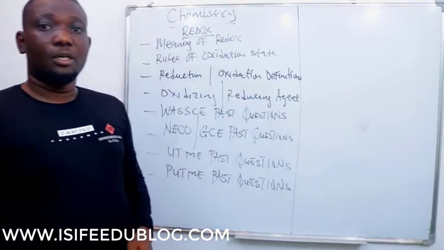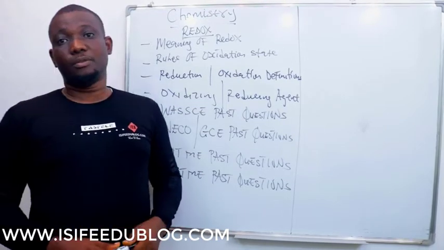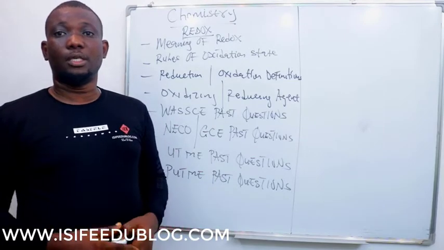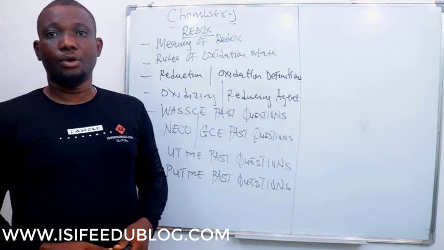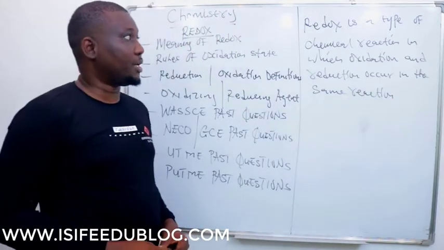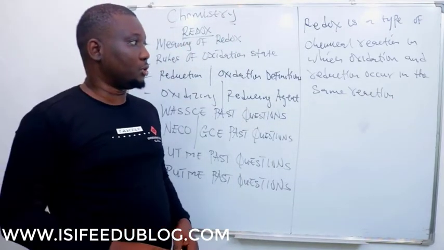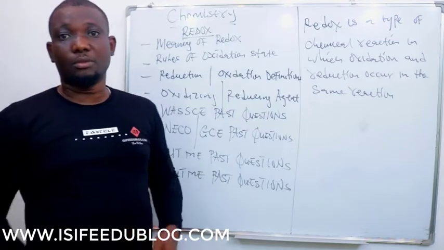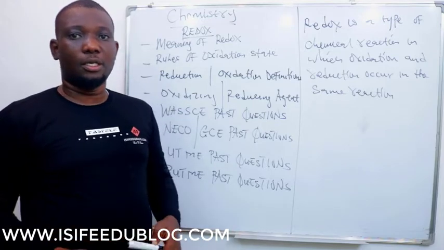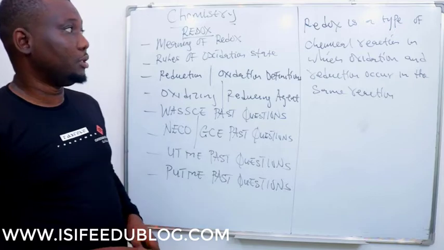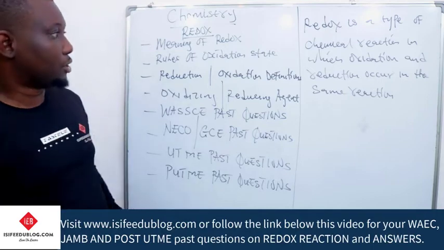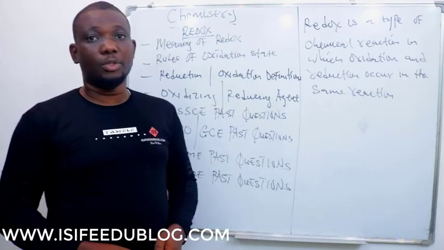Meaning of redox reaction. What is a redox reaction? This is a type of chemical reaction in which oxidation and reduction occur at the same time, or occur in the same reaction. Briefly, we say that redox is a type of chemical reaction in which oxidation and reduction occur in the same reaction. So any reaction in which oxidation is going on as well as reduction is said to be redox, or is said to be a reduction-oxidation reaction. That is a short definition of redox.